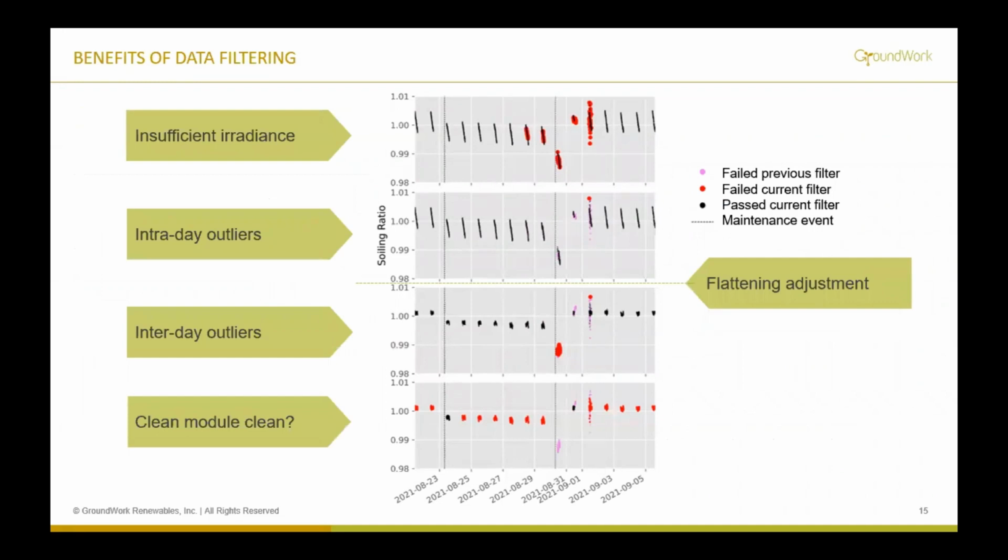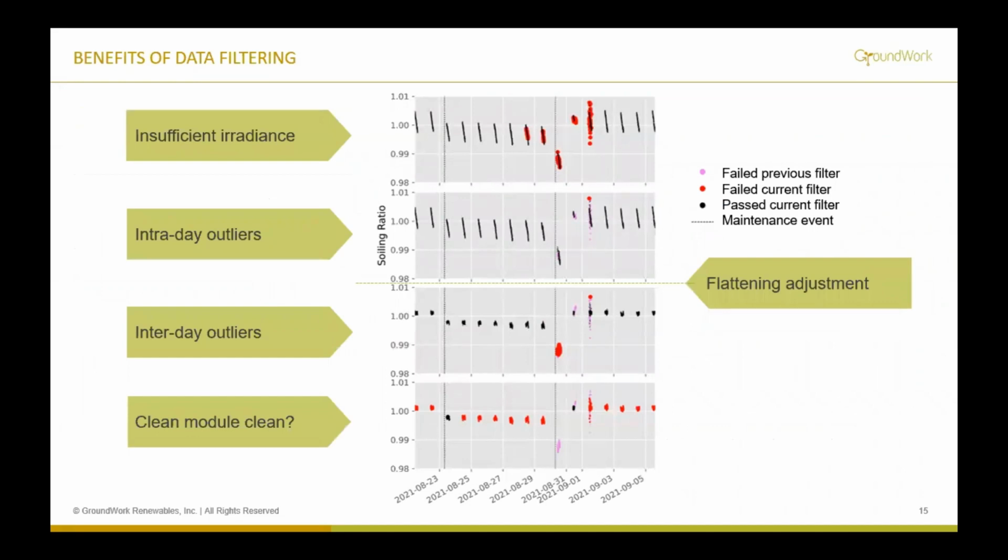I've seen everywhere from a 1-hour window to quite a bit longer window. If you have a tracking system, your angle of incidence stays small throughout the day, so you can extend that window. So these are solar noon window data. We filter out insufficient irradiance. We filter out outliers.